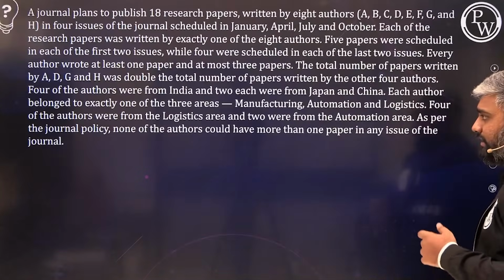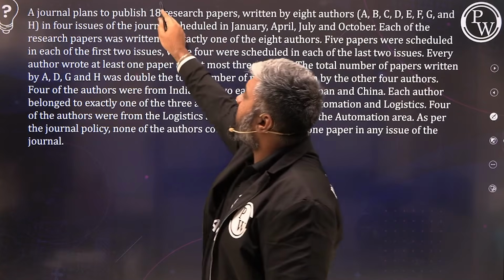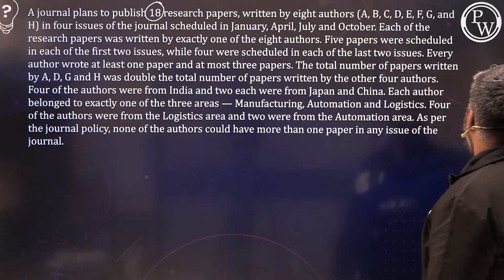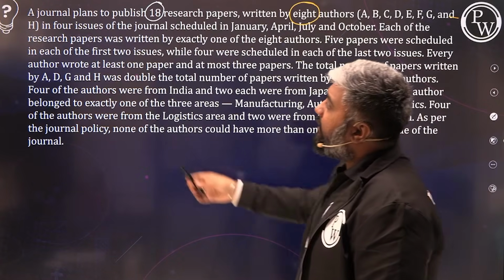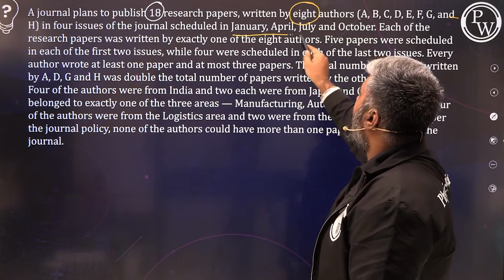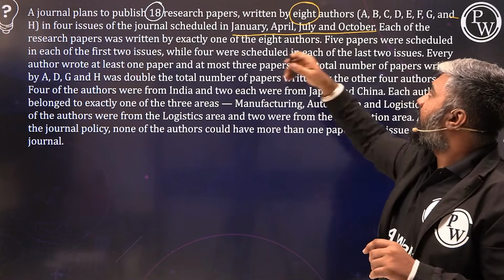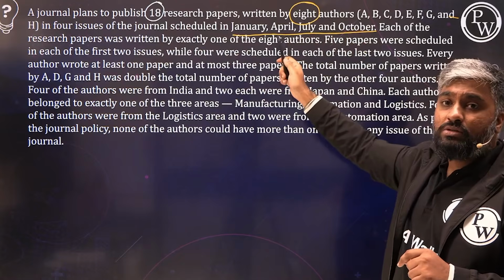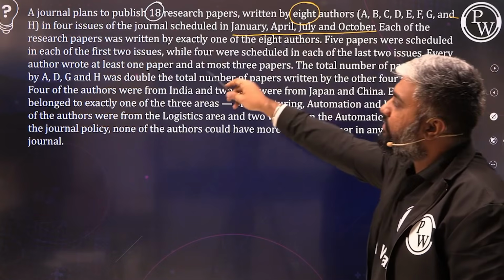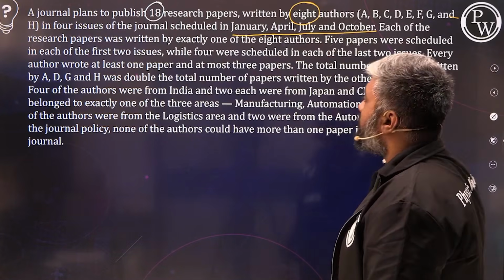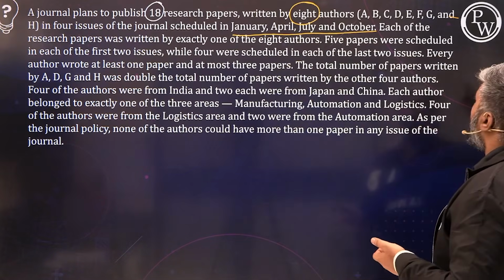Yes, one of the examples यह अपन ने देखा था recent CAT में. A journal plans to publish 18 research papers, yes, written by 8 authors. तो देखो 18 papers हैं, 8 authors हैं, authors का नाम दे दिया, and in 4 issues जो Jan, April, July, October. So they have also given us 4 issues, 18 papers, 8 authors, 4 issues. Yes, so we have to start with the arrangement. Look at this. 5 papers were scheduled in the first 2 issues, 4 were in the last 2 issues. तो उसमें arrangement भी हो गया, distribution भी हो गया, right? This is a very good example of distribution.